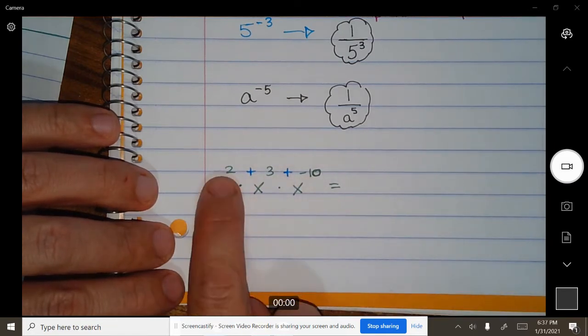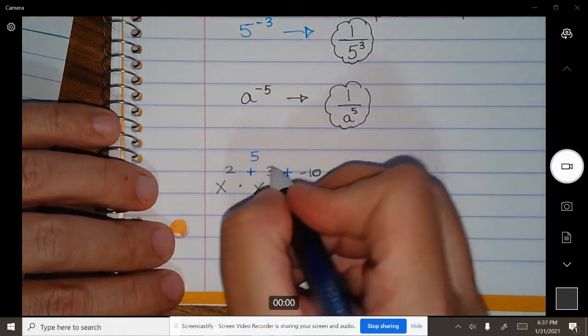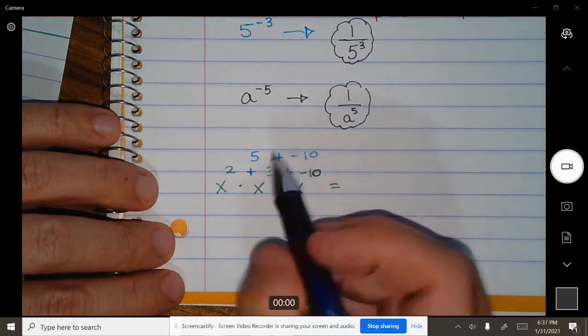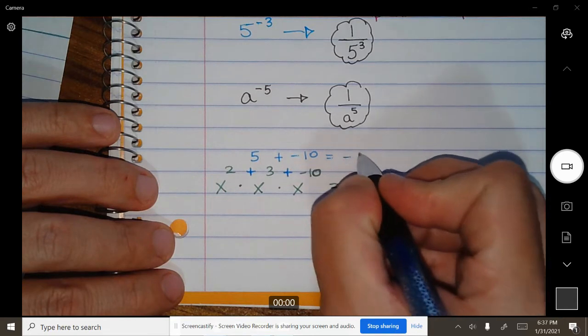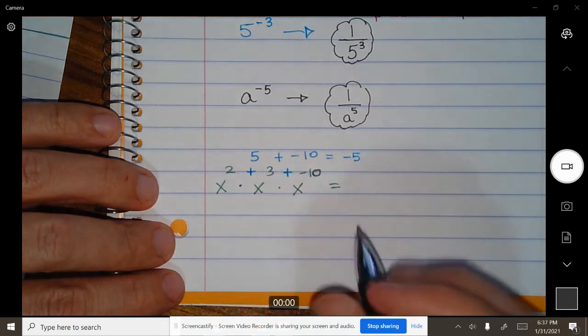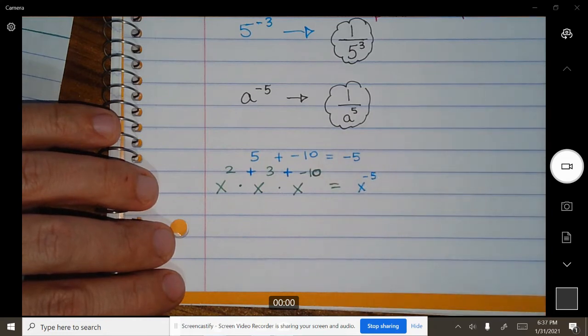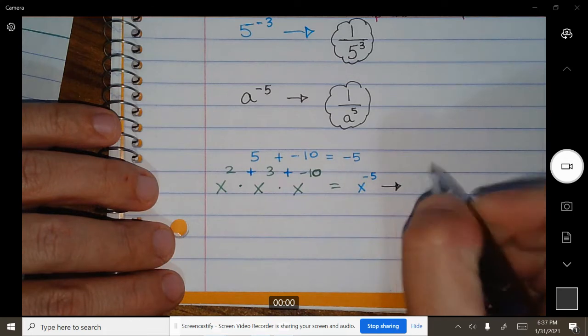All right, 3 plus 2 is 5. All right, we're good there. Plus negative 10. What's 5 and negative 10? That equals negative 5. Don't you just subtract 5 from the 10? If you didn't know it, you're going to put it in your calculator. And this is my final answer. But what did I just learn right now?